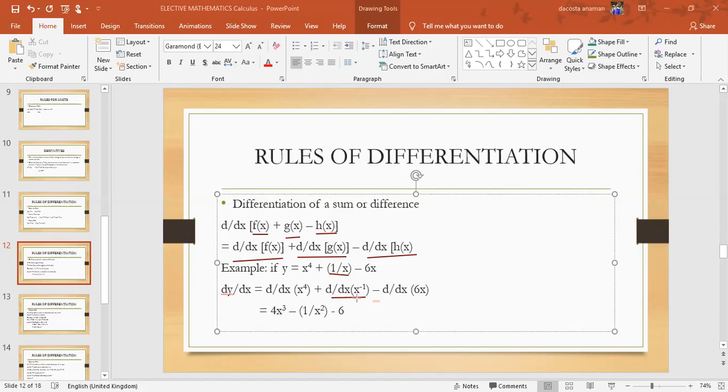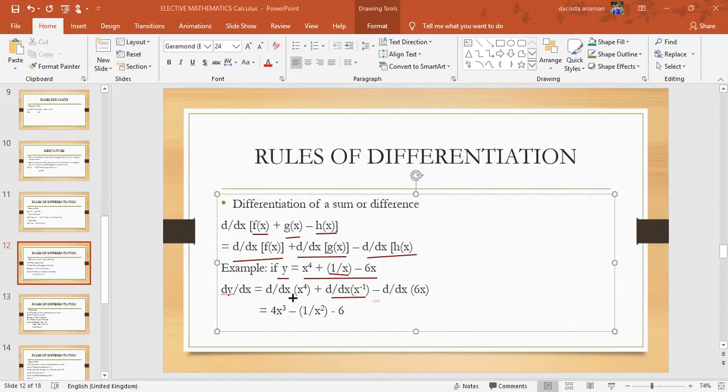Okay. Now, you separate all the functions. It's because of the 1 over x that I'm talking so much about that one. But you separate all the functions. That's d dx of x raised to the power 4 plus d dx of x raised to the power negative 1 minus d dx of 6x. Is that okay? Now what you need to do is to differentiate y in respect of x. That's what we are doing here.